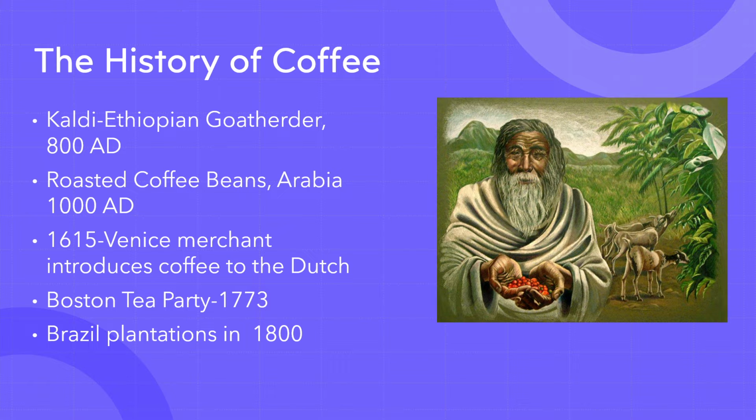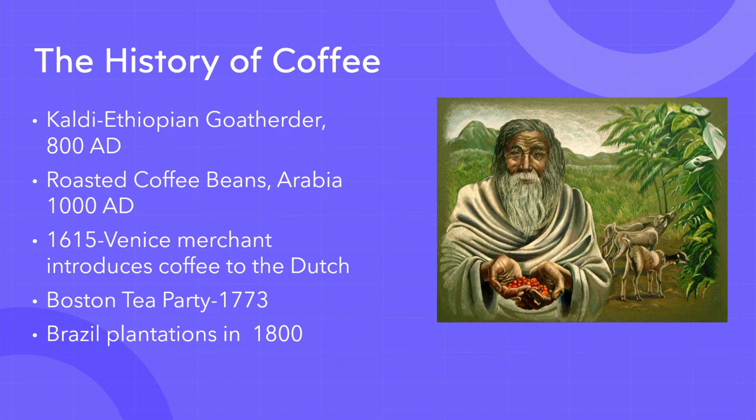So in 800 AD, an Ethiopian goat herder named Kaldi saw that his goats were eating these cherries. Surprise, coffee is a fruit, it is a cherry. And they were dancing around and hopping around. And so that's how coffee got started. And this may or may not be an actual picture of Kaldi to your right.